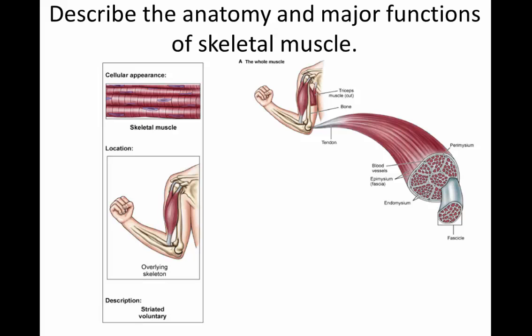Around the outside of the complete muscle, we have the epimysium. Remember that prefix epi means above, and then mysium is referring to muscle. And so the epimysium wraps around the complete muscle. As you can see, it has in brackets there the fascia. This fascia, this epimysium, is continuous with the tendon.